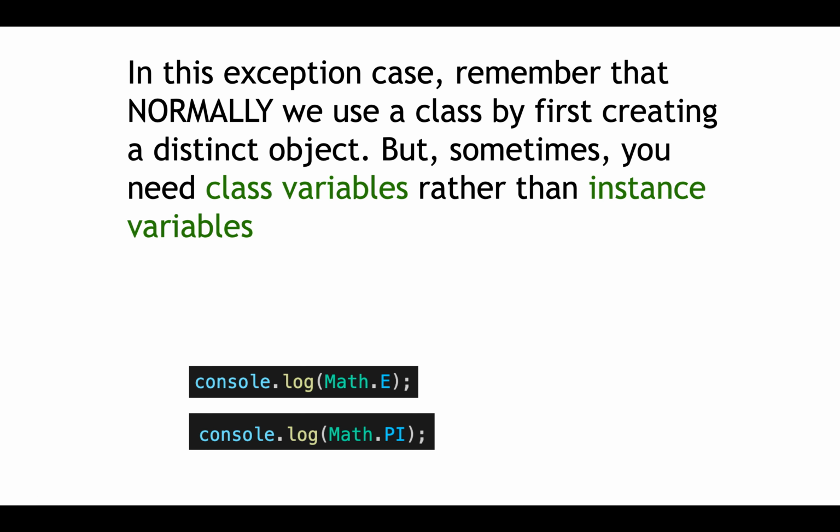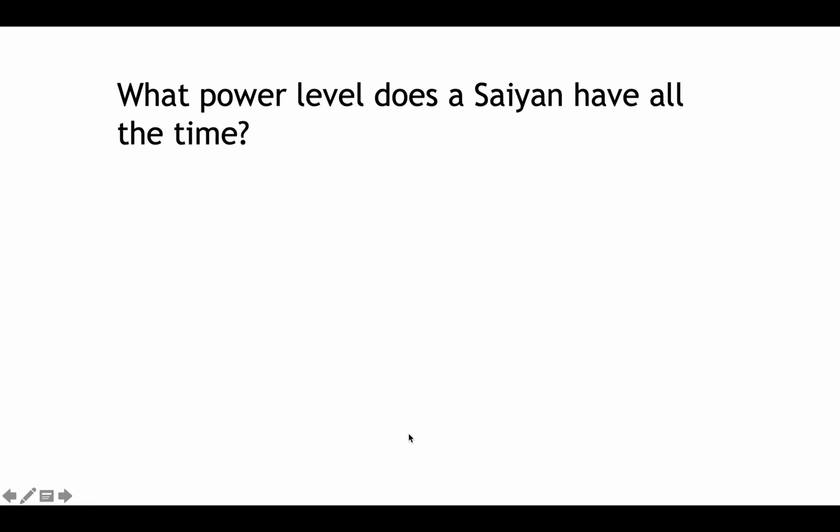So when you have cases like this, where you have some utility function or some utility value, you can set up your object, your class differently. And let me show you what the syntax is for that. All right, so first off, you have to know something about Dragon Ball for this next example. What power level impresses Vegeta when he meets someone like Goku?